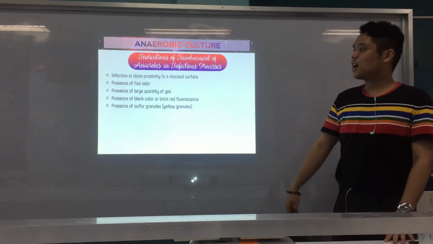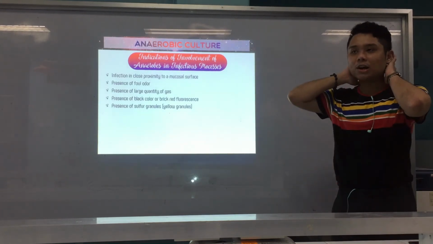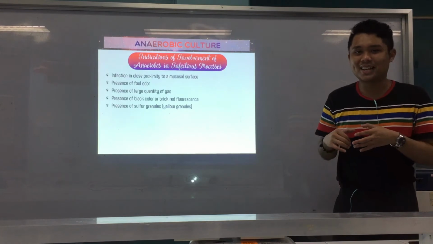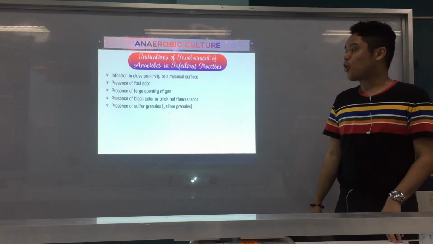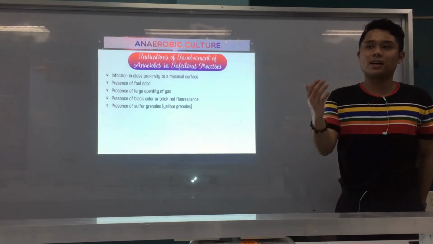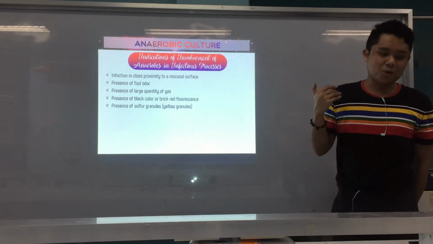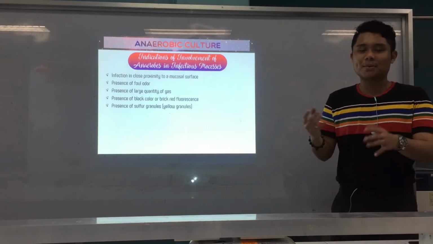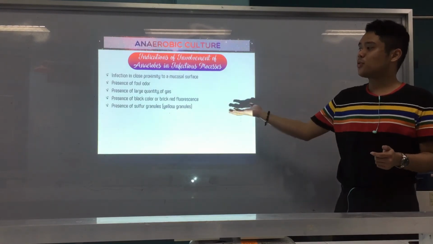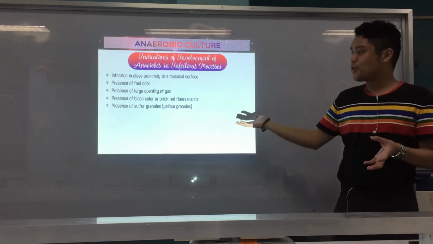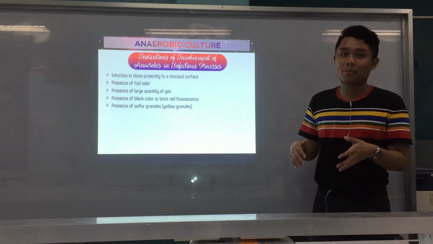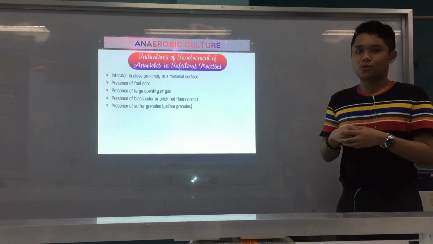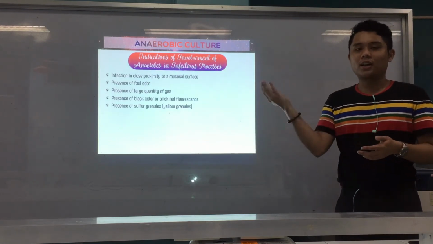Presence of a large quantity of gas, still the same, because anaerobic organisms also release gas in their metabolism. Presence of black color or brick red fluorescence, because you will later discover which anaerobes produce fluorescence and give color. And presence of sulfur granules, or yellow granules, as byproducts of their metabolism. Some of your anaerobes release sulfur granules. Later, you'll know which ones.